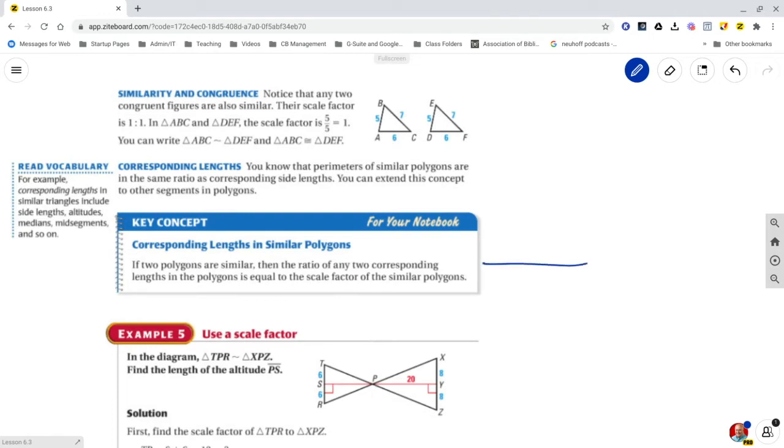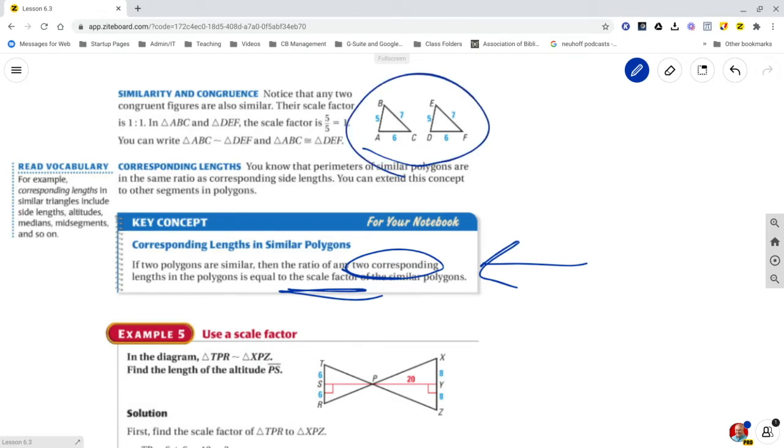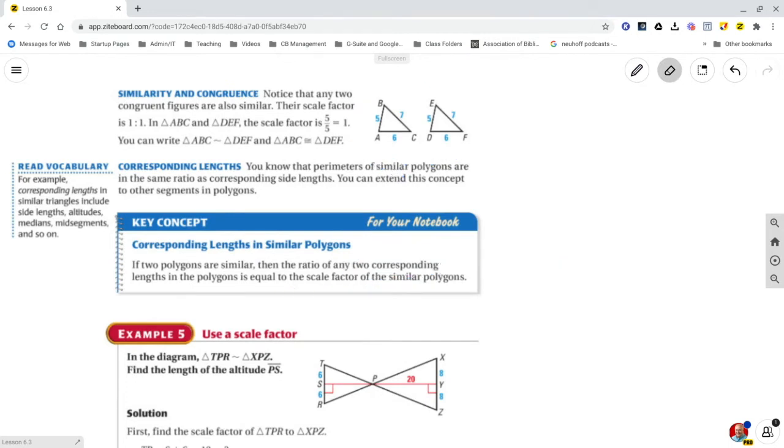When we are summarizing what we've been looking at, we know that if polygons are similar, the ratio of any of the corresponding lengths has to be equal to the scale factor, and that has to be true for all of the sides. In the example right above this, we're comparing two triangles, and here the scale factor is 1. In that case, while the triangles are similar, they're also congruent because all of the sides are actually equal to each other. And we looked at those types of triangles previously in an earlier chapter.